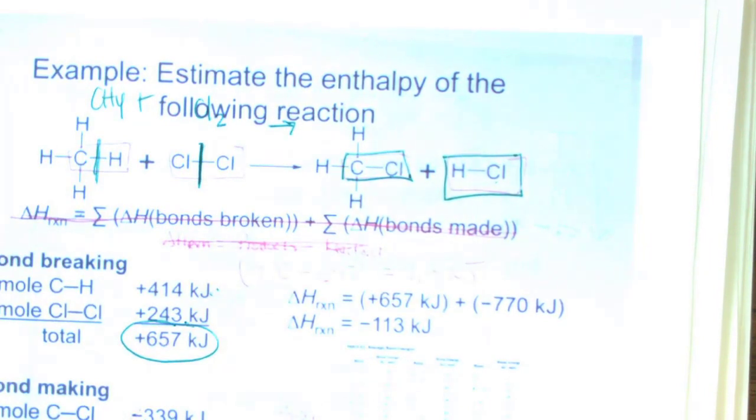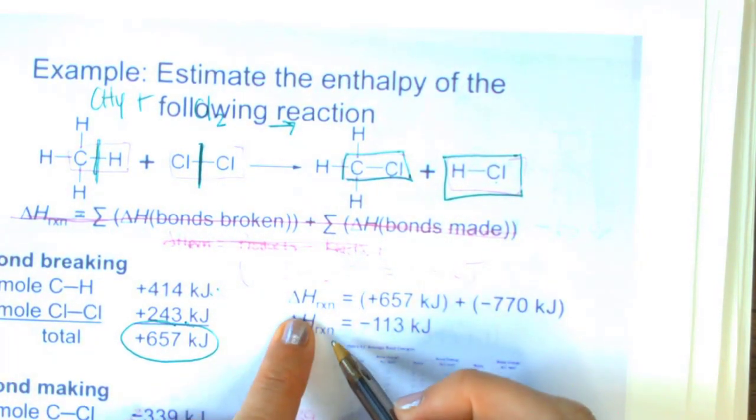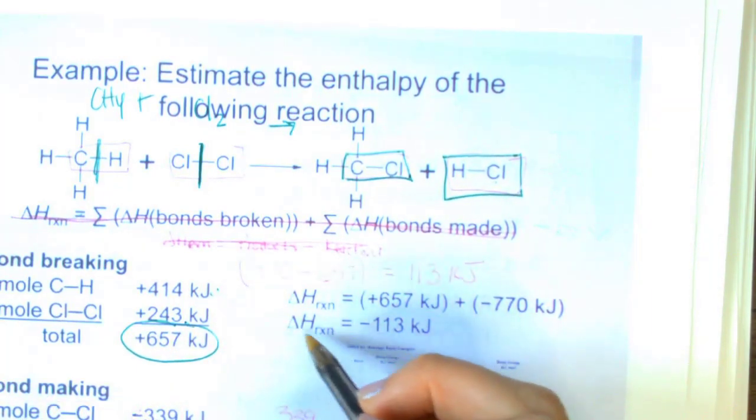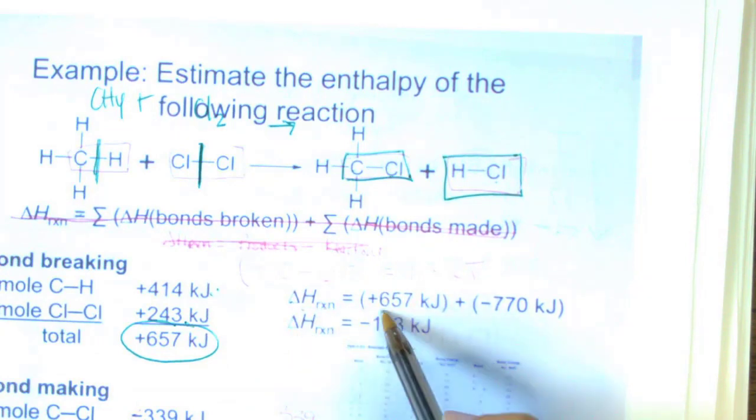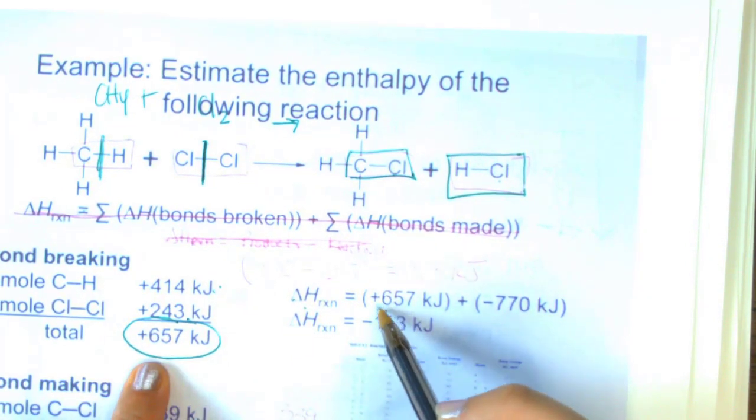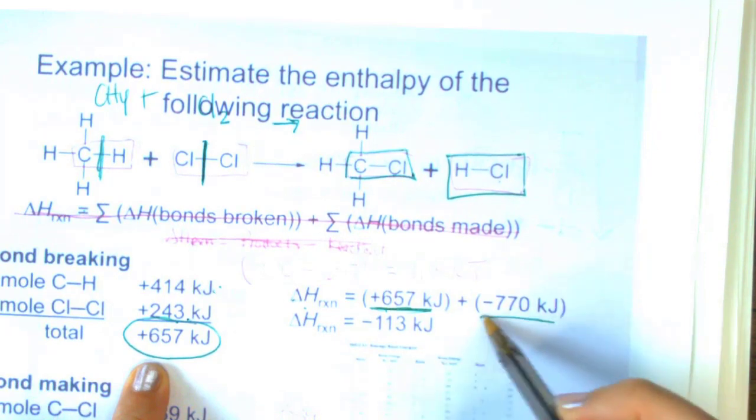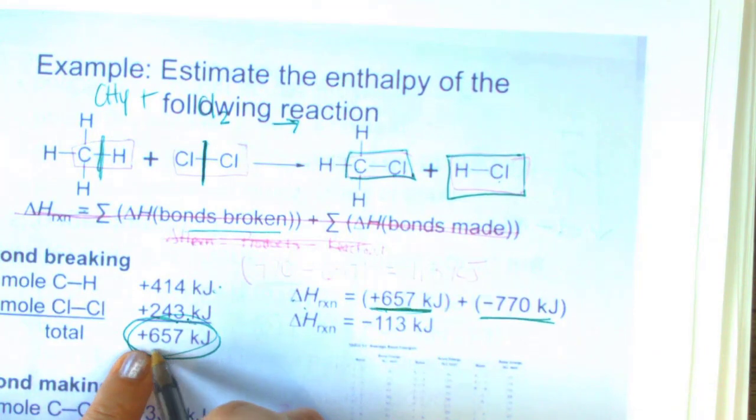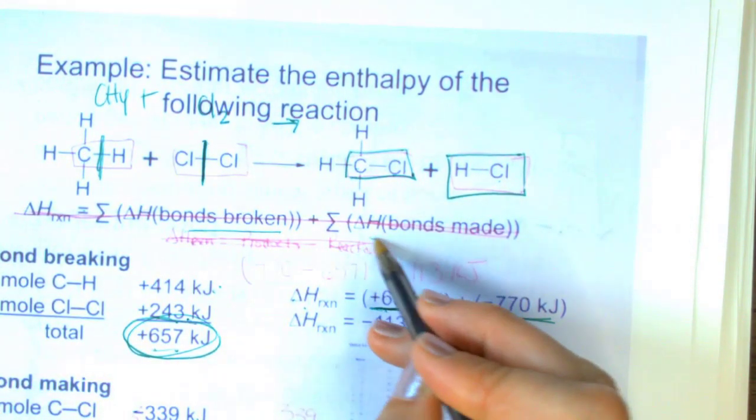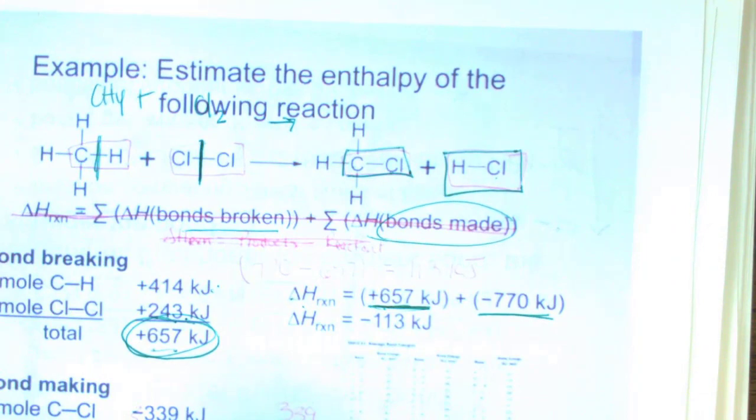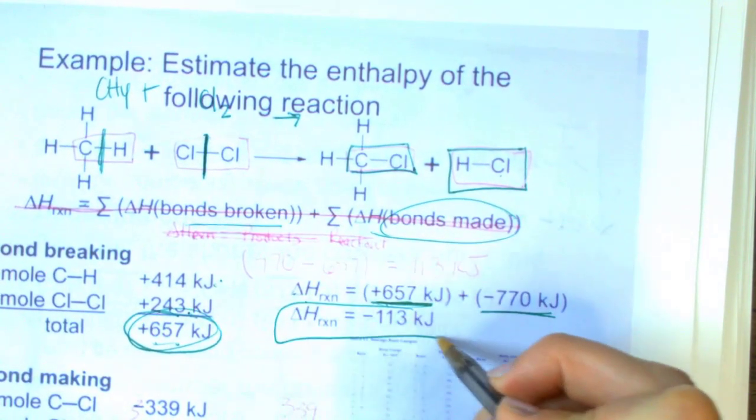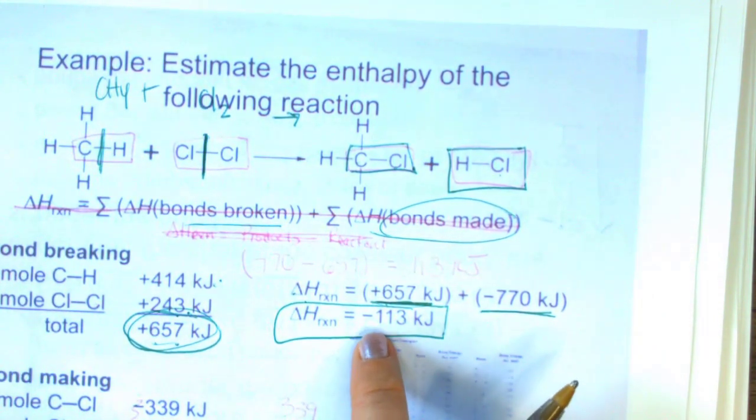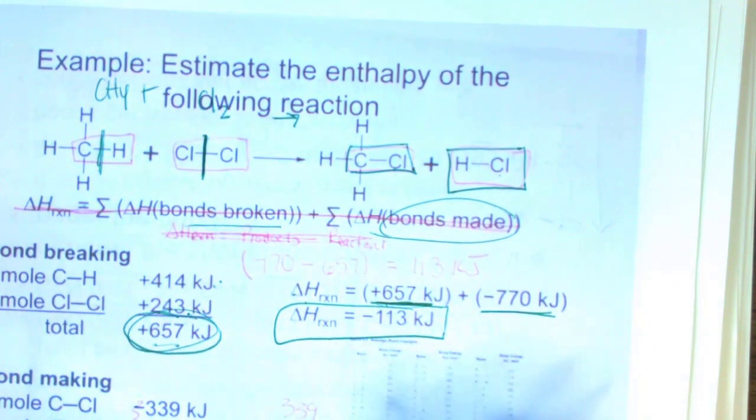And then I just need to find my delta heat of my reaction. I need to do my reactants, my products. So bonds broken, 657 kilojoules. Bonds made, negative 770. Add them together. So the delta H of this reaction is negative 113 kilojoules. So we can see that overall this reaction is an exothermic reaction.